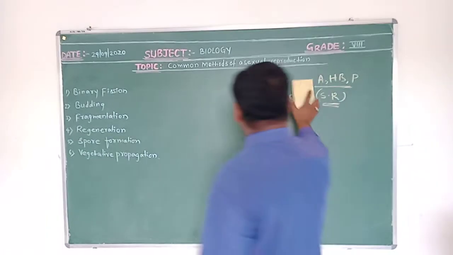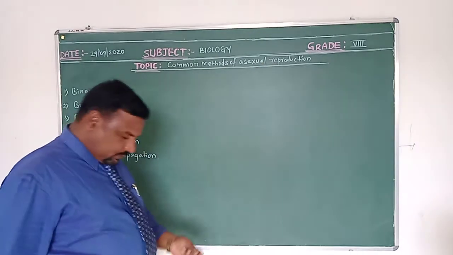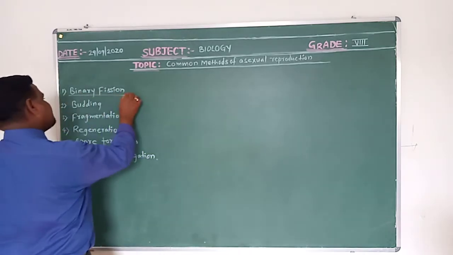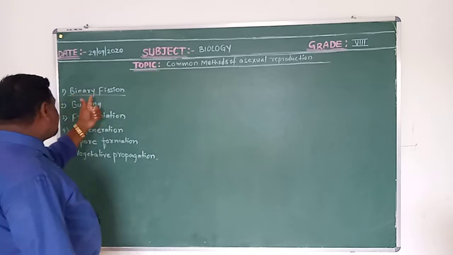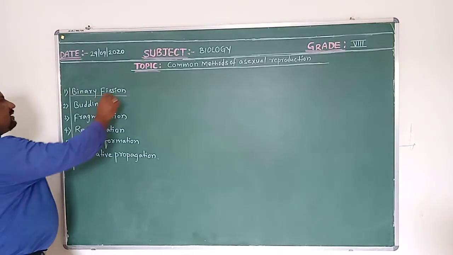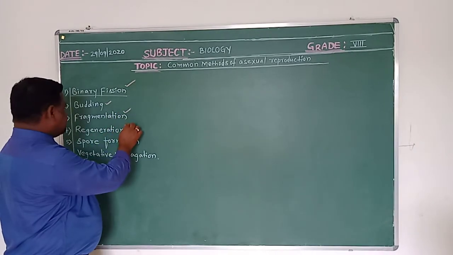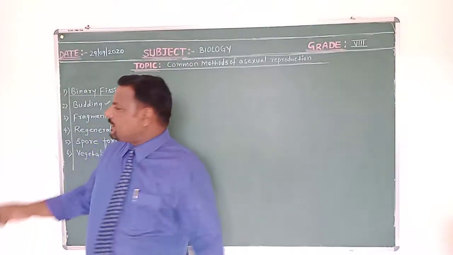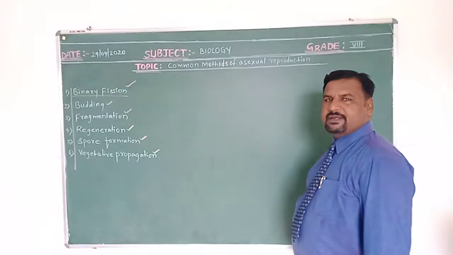So here, what is given here? Common methods of asexual reproduction. Now binary fission is a type of asexual reproduction. Here, how many are listed? 6. First is binary fission, second is budding. Next fragmentation, regeneration, spore formation, vegetative propagation. Altogether 6 methods of asexual reproduction are mentioned here.